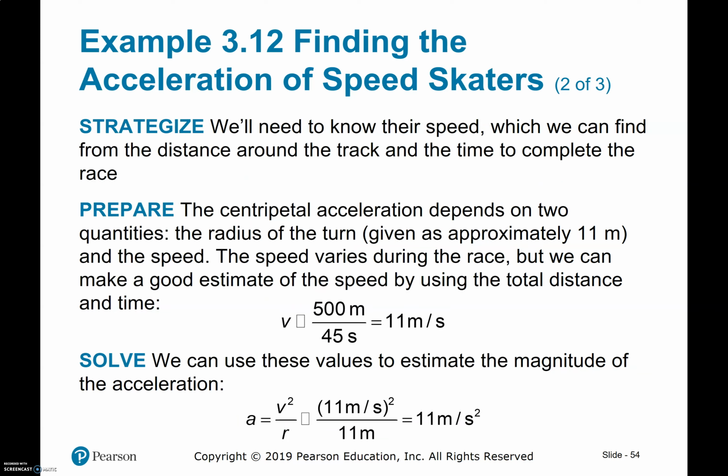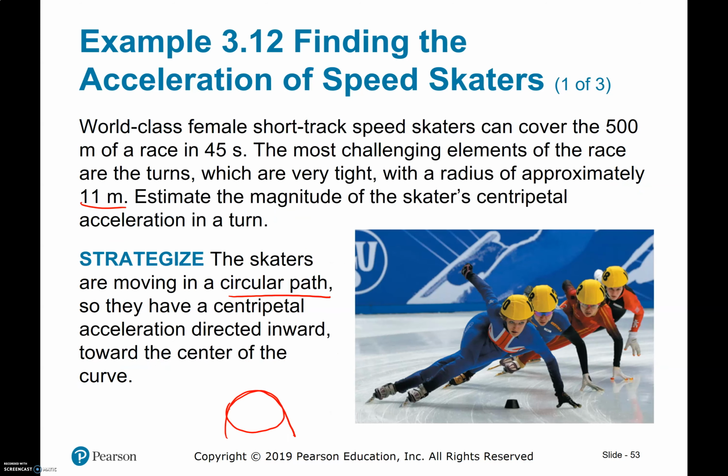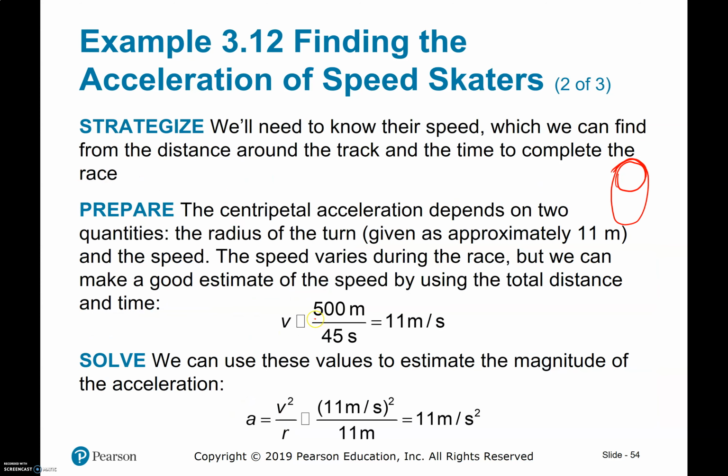So remember that this is a circular motion, so the ring, let's say something like this. This portion of the turn here is a circular motion. The skaters are going to go through that motion. Now we can calculate the velocity. It's a 500-meter race in 45 seconds, so 500 meters divided by 45 seconds gives you 11 meters per second.